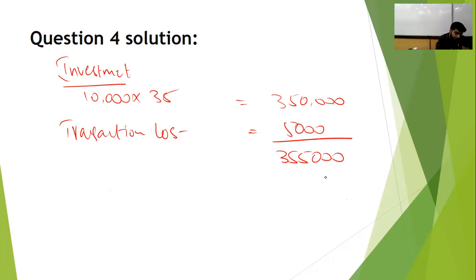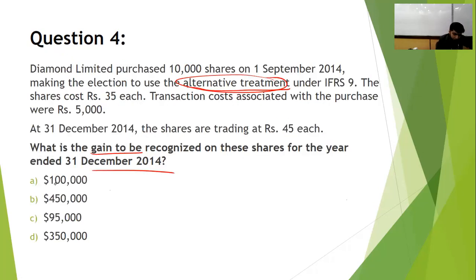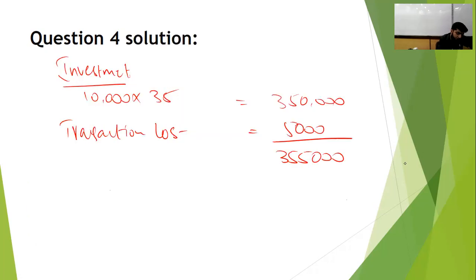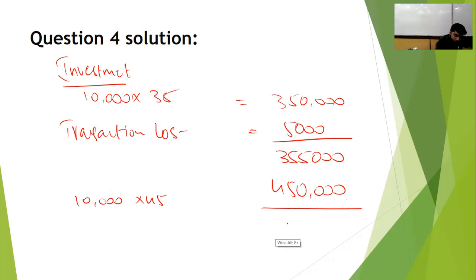And now the market value. Today, the market value of these shares is 45 rupees each. That is 10,000 shares multiplied by 45 rupees each, which makes 450,000. It means the investment is 355,000 and the market value is 450,000. This will make a gain of 95,000 rupees.